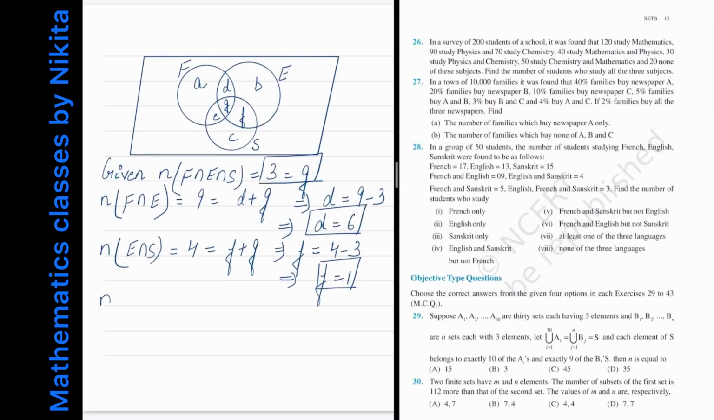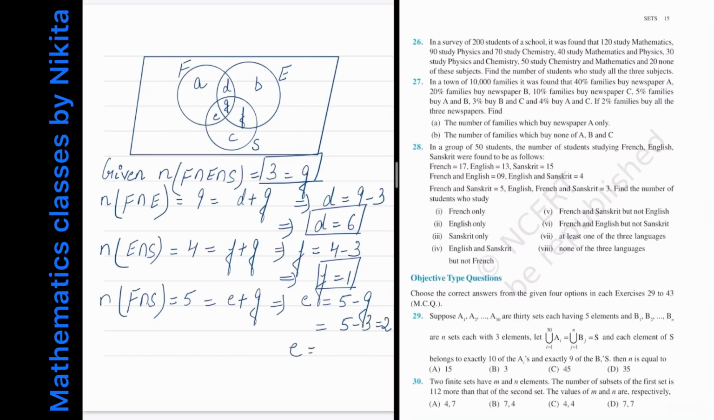Now next it is given that F intersection S is equal to 5, and from the Venn diagram F intersection S is equal to E plus G. So this is E plus G, and this implies E is equal to 5 minus G, which is equal to 5 minus 3.